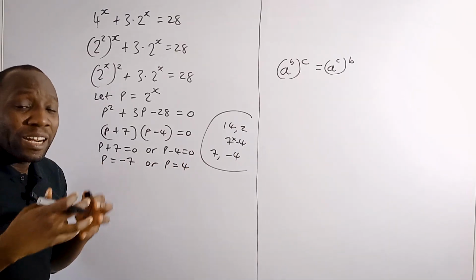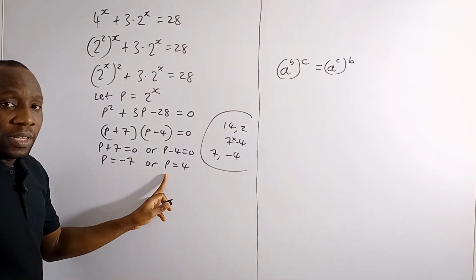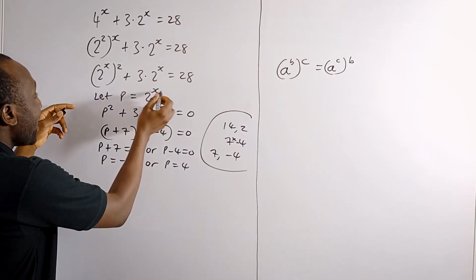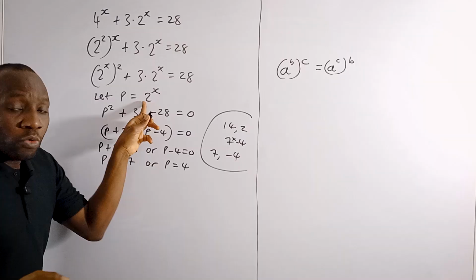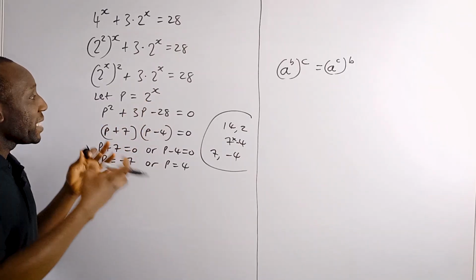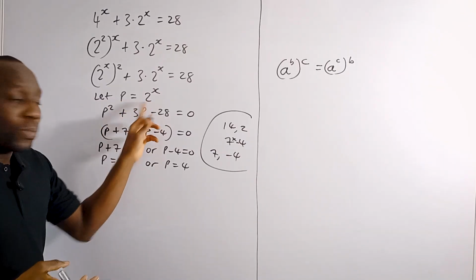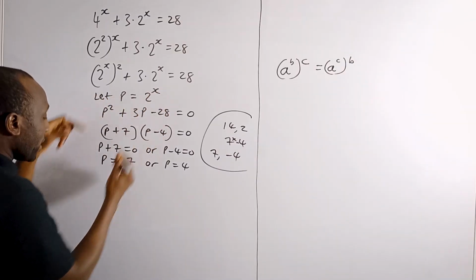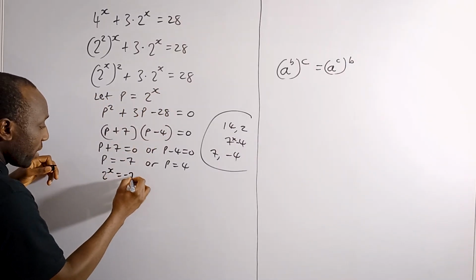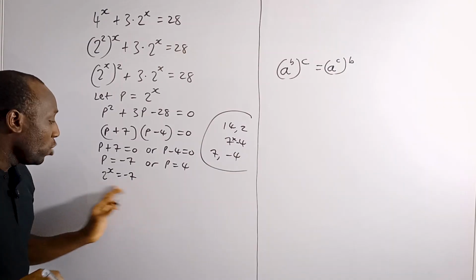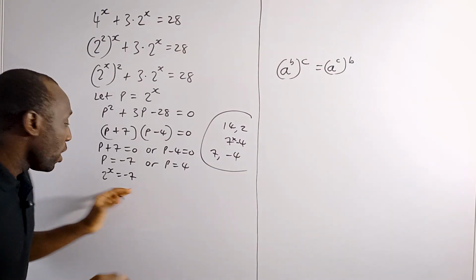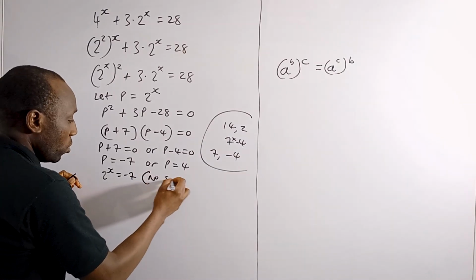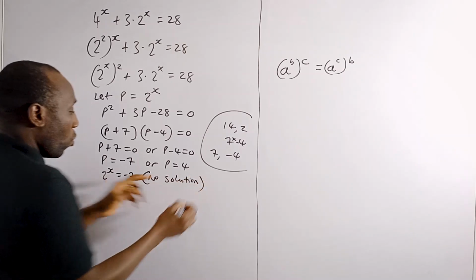But we need to get the value of x and not p. So what do we do? We already said let p be equal to 2 raised to power x. We'll go back and substitute p for 2 raised to power x here. Let's do that. So p is equal to 2 raised to power x. I'll write 2 raised to power x is equal to negative 7. Now notice there's nothing I can do here because this is a negative number. So from here, it's going to be no solution.